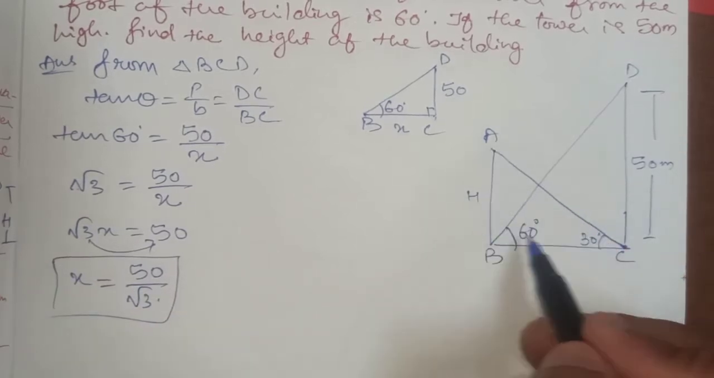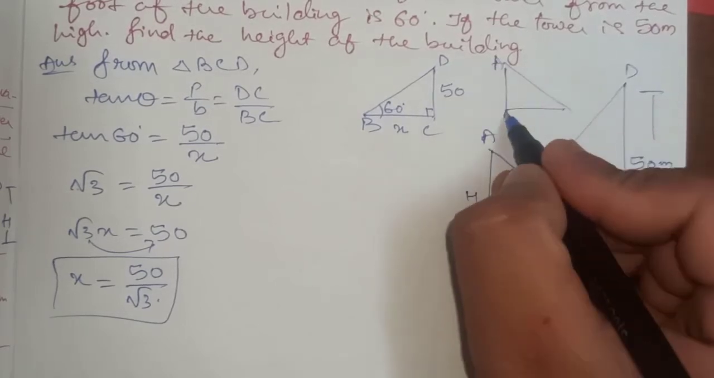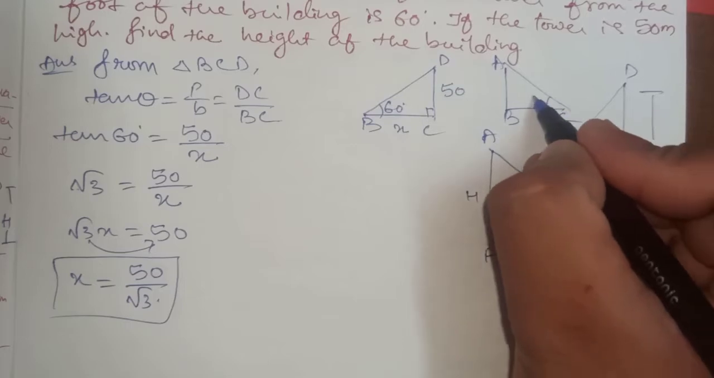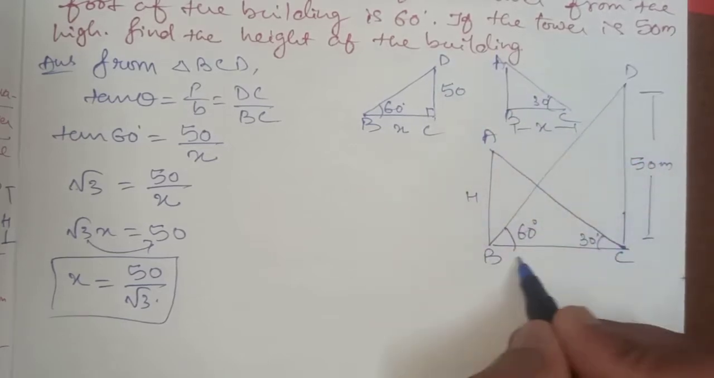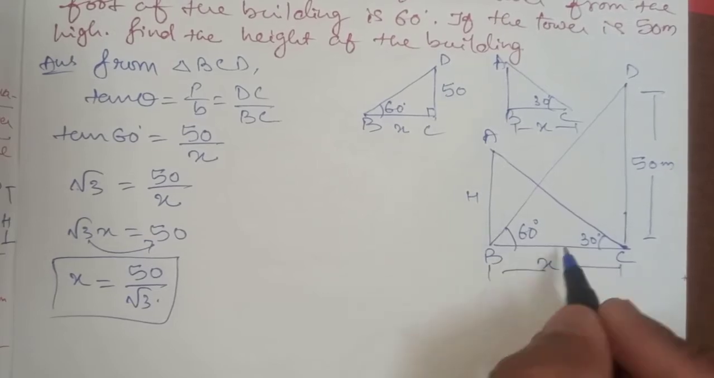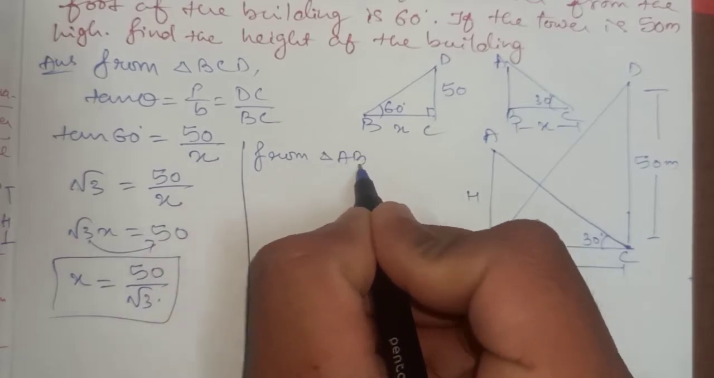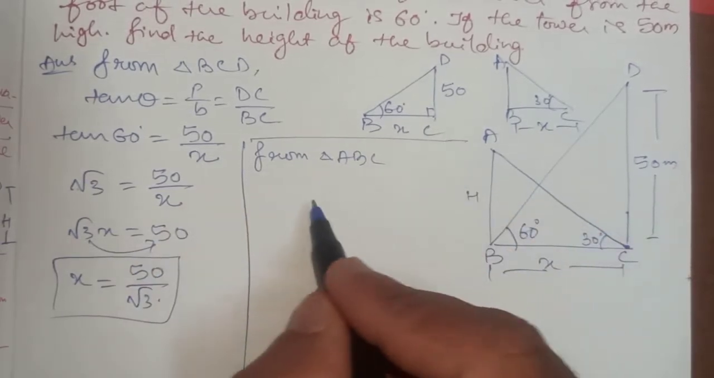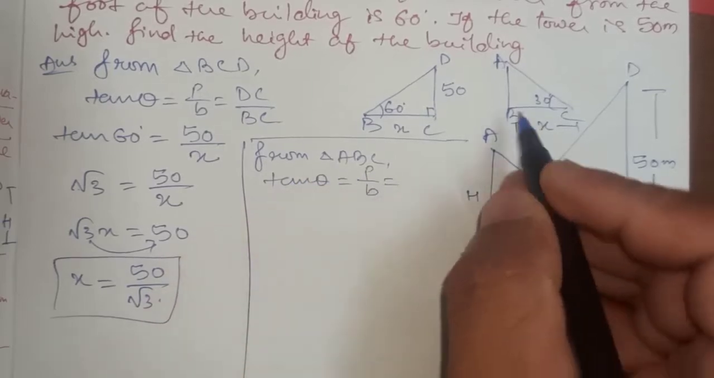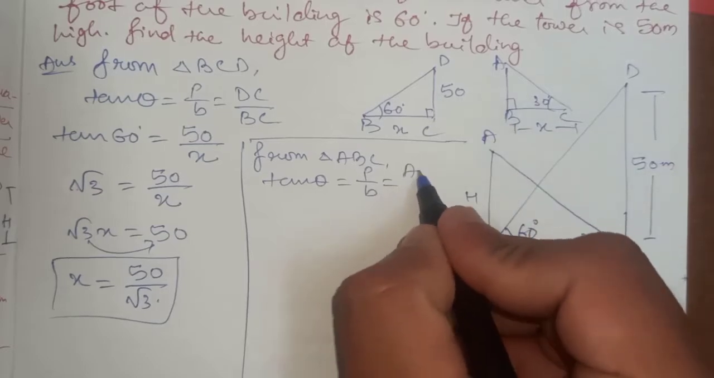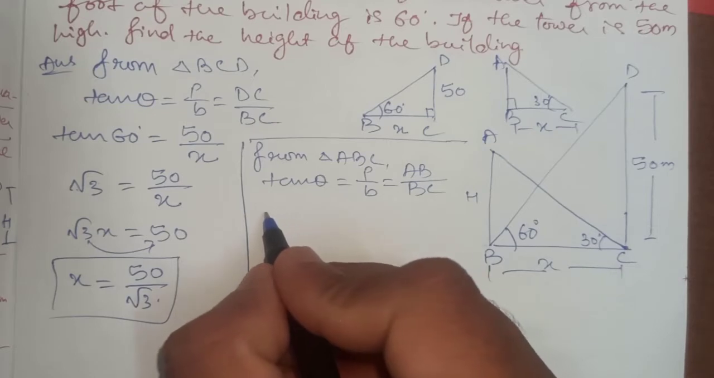Now we will take triangle ABC. Okay, now we will take triangle A, B and C. Angle C is 30 degree. AB we don't have, BC is X. Okay, BC is X for both the triangles. So from triangle ABC, tan theta equals P by B, that is perpendicular is AB by base is BC. Tan theta, theta is how much? Theta is 30 degree.